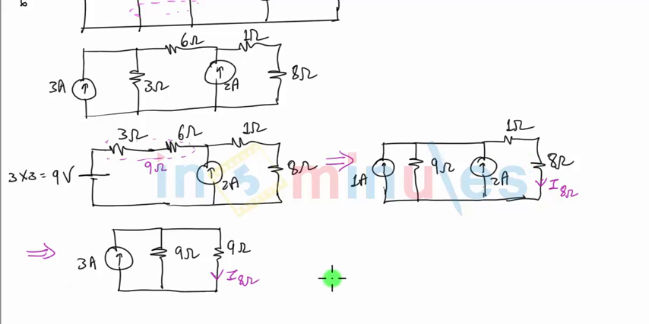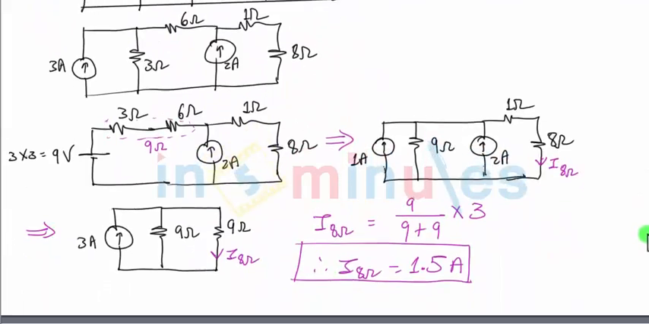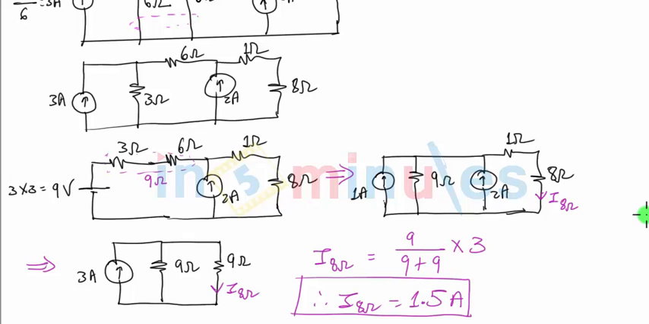There is no need to apply any more source transformation because now I can use current division rule and find out I8. So the current division rule will be opposite resistance, which is 9 divided by 9 plus 9, the sum of the two resistors, and this will be multiplied by the source current 3, and this will be equal to 1.5 amperes. So that's my answer, and you can see nowhere we have used mesh analysis or nodal analysis. We have solved the entire question using source transformation because that is what was mentioned in the question.